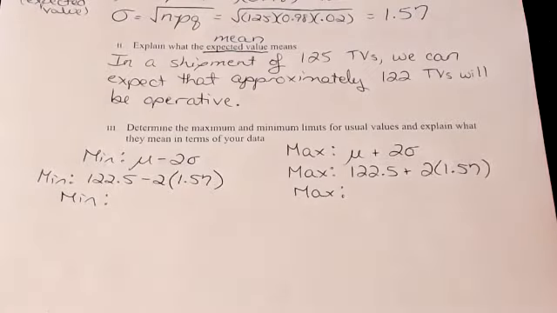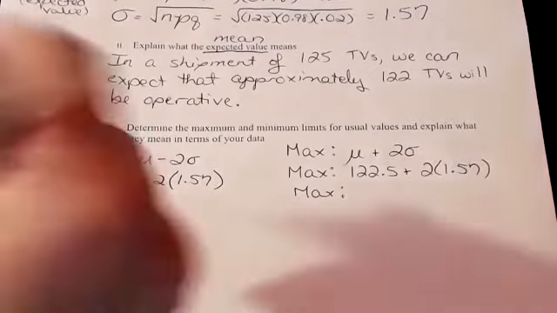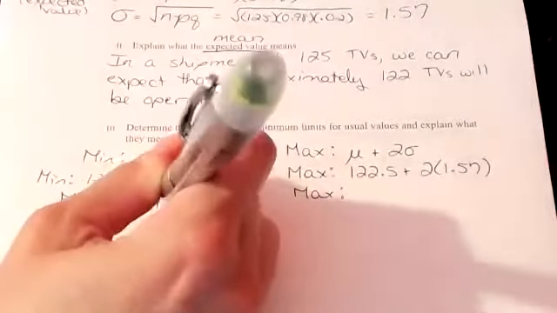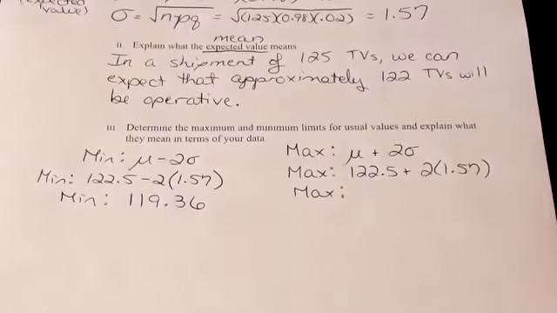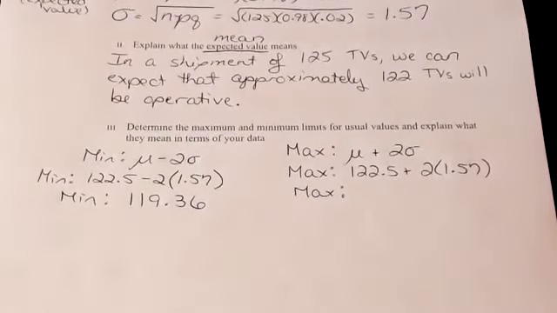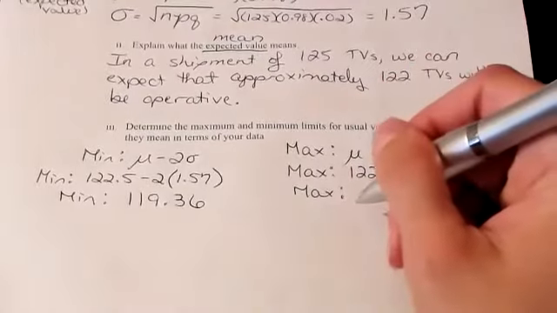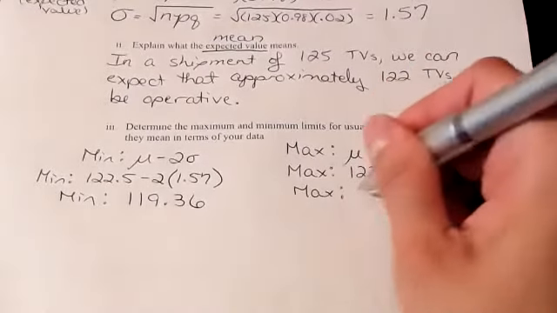For the min, I got 119.36. Yes, perfect. 119.36. Exceptional. What's the max? 125.64. Yes, perfection. Thank you, Emma. And thank you. I see that in the chat as well.